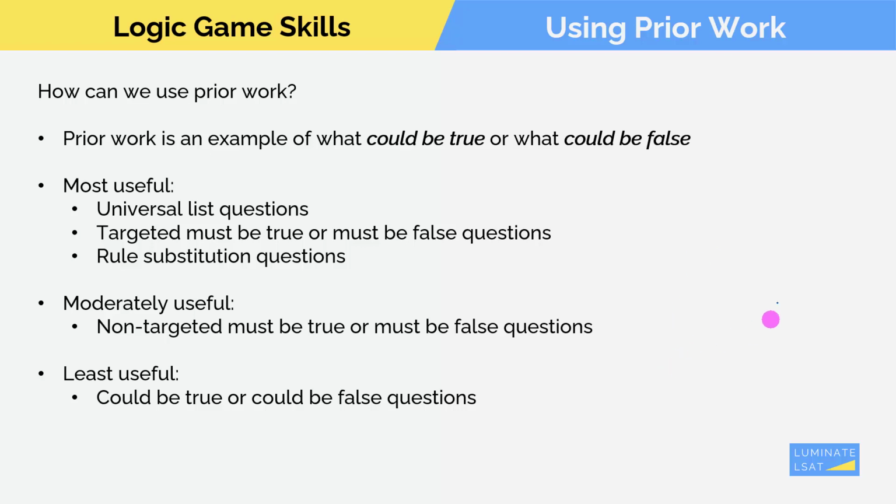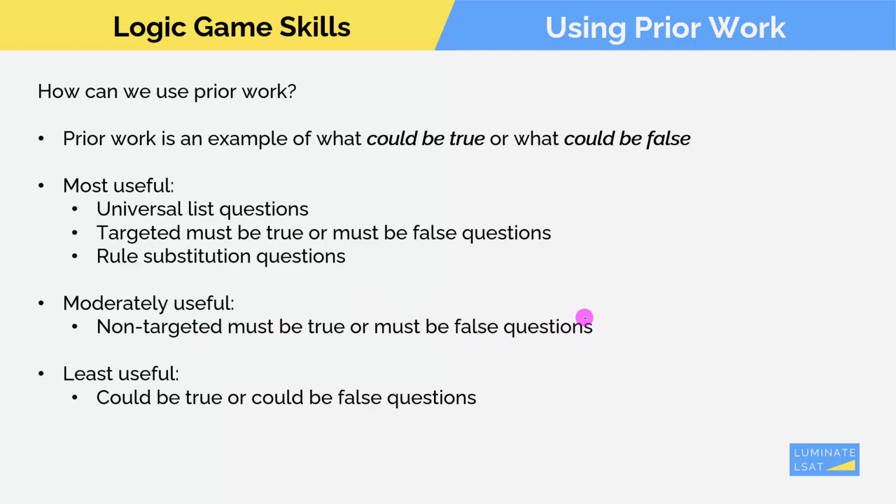Before you go, I want to recap what we discussed. Remember, prior work is an example of what could be true or what could be false, and it's most useful on these kinds of questions. These are the kinds of questions where I'm first going to look at prior work to help me eliminate answer choices. But if I'm dealing with a must be true or must be false question that's not targeted, that's just asking what must be true or what must be false, then prior work is more of a secondary strategy.